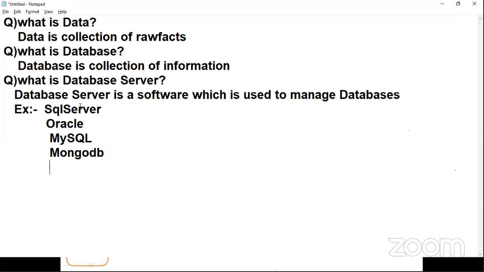So what is SQL Server? SQL Server is a database software which is used to manage databases. SQL Server is a software which is used to manage databases. Are you following, everyone? So here let us see.